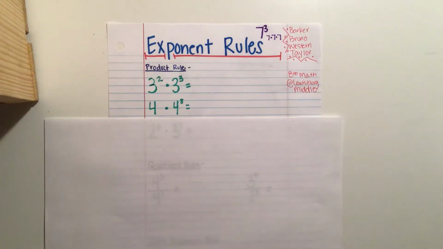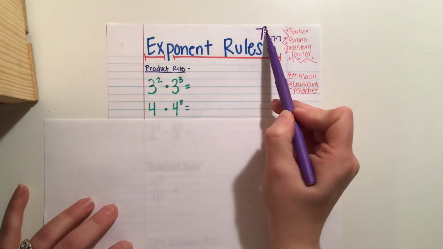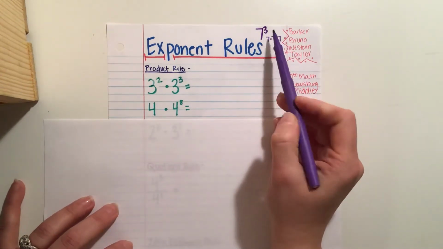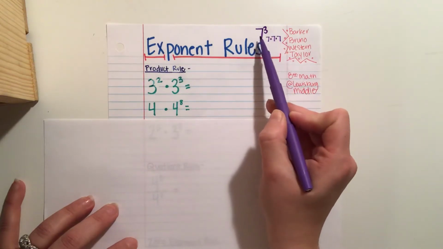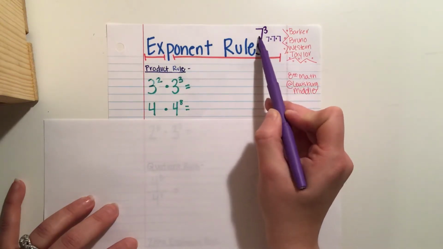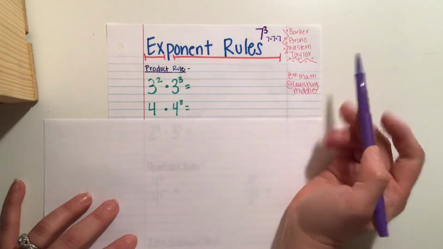Hey y'all, today we're going to talk about exponent rules. Now, before we begin, let's go over what an exponent is. It is always the small number that is to the top right of a base. So your large number is your base, and then your little baby number is your exponent.